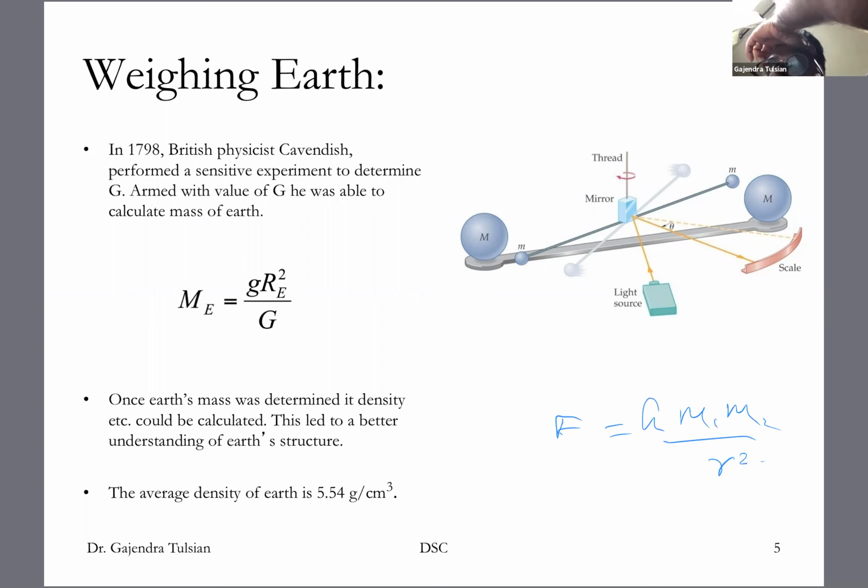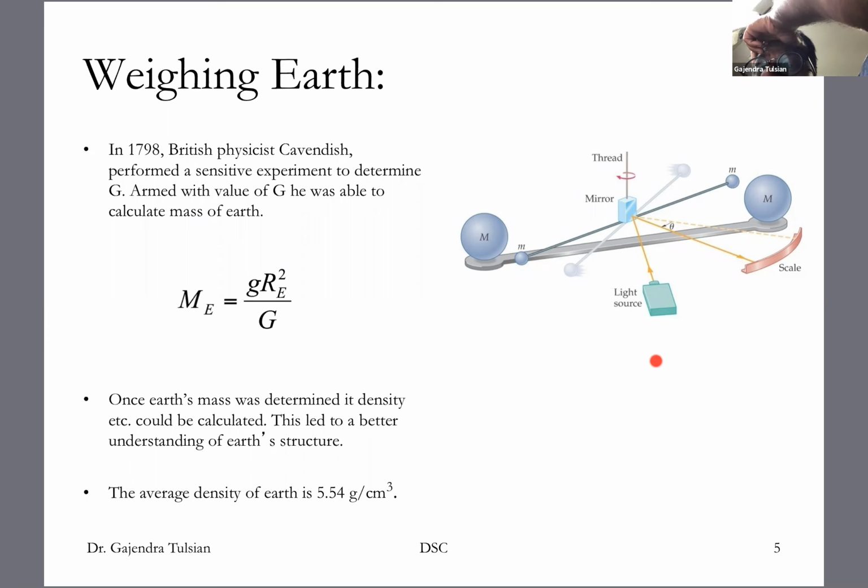He can measure the distance between them, and he can calculate the forces. He knows the masses of the spheres, and now he can calculate G. So that's how G was found. Like I said, this was quite hard to do. It was not done until 120 years after Mr. Newton gave us this law of gravity. So that's how hard it was to measure.